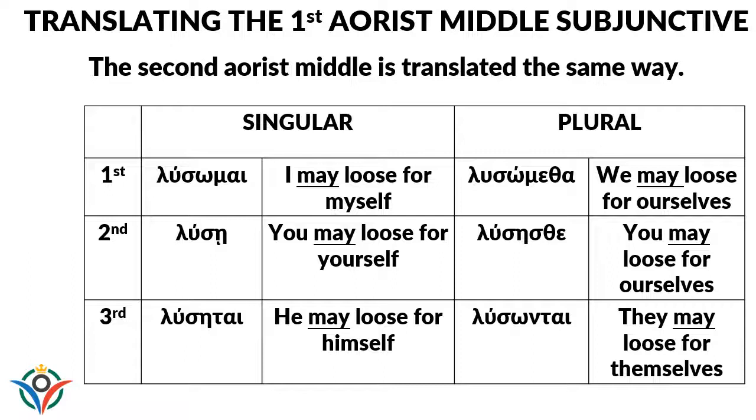Now let's look at translating the first aorist middle subjunctive. And once again, the second aorist middle is translated the same way. So the first person singular, lusomai, we have I may loose for myself. Lusei, you may loose for yourself. Lusetai, he may loose for himself. The plural forms, lusometha, we may loose for ourselves. Lusaste, you may loose for yourselves. And then lusontai, they may loose for themselves.